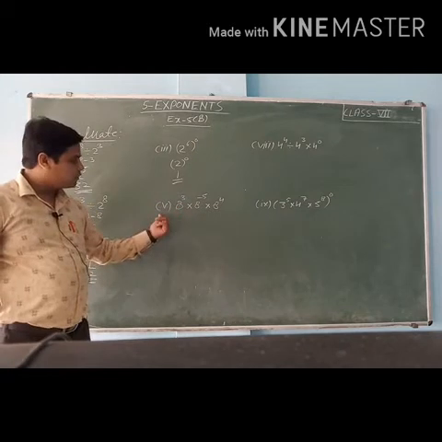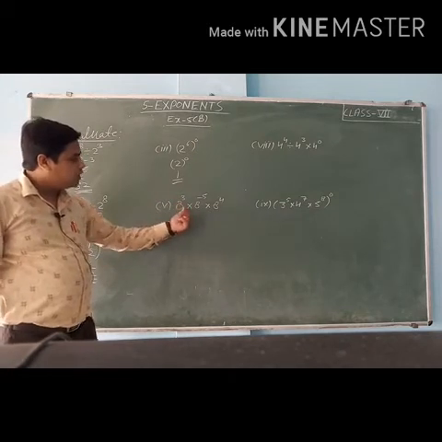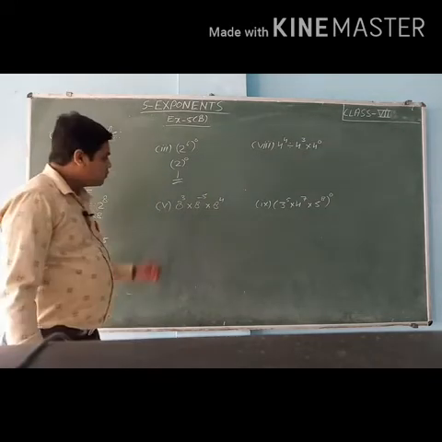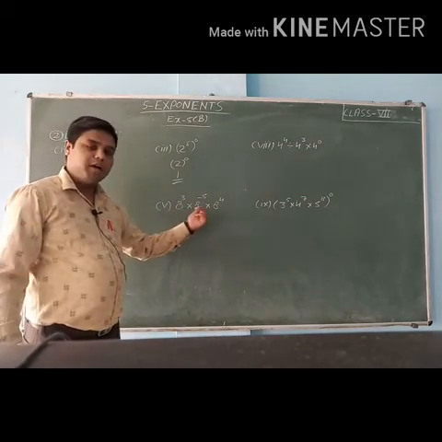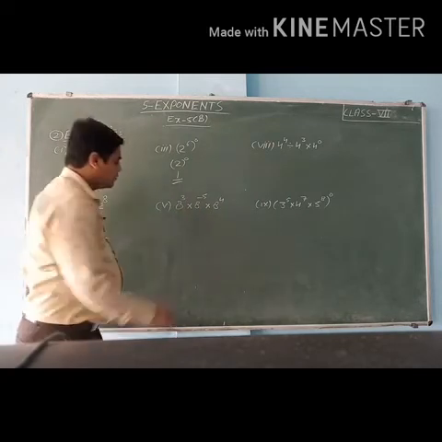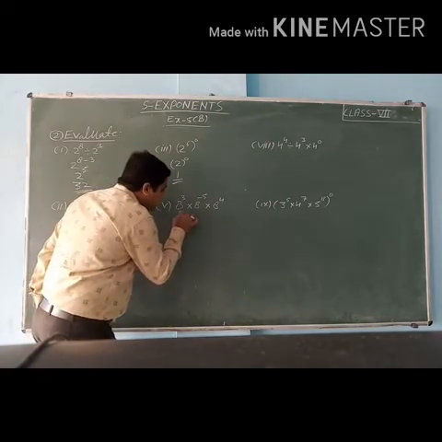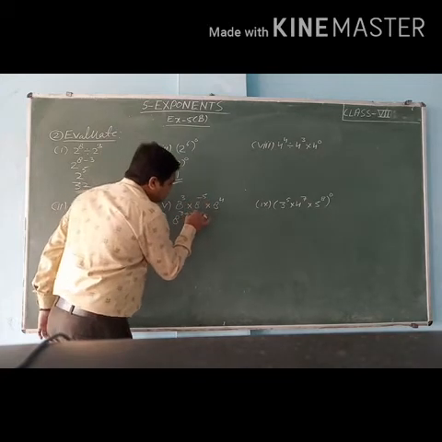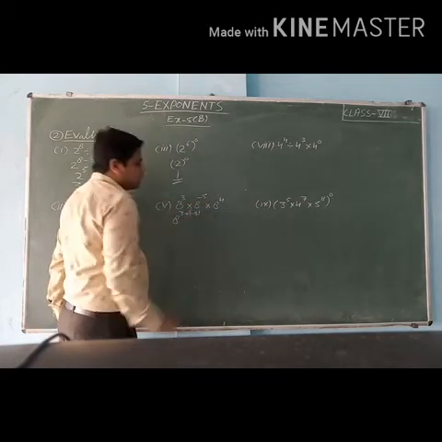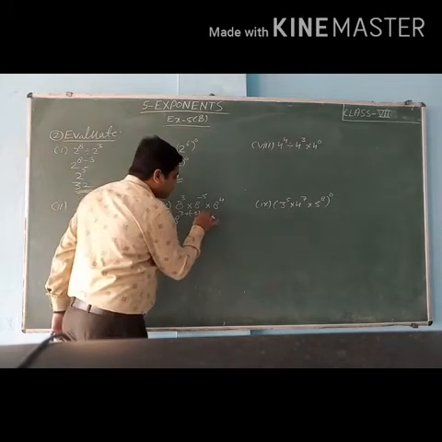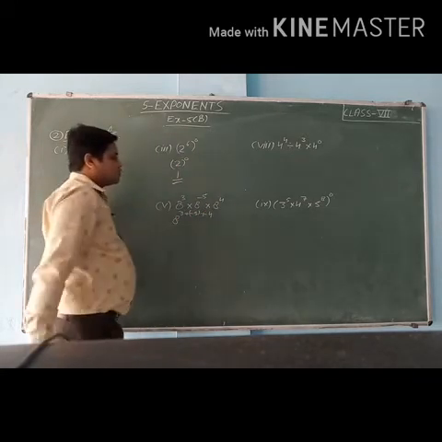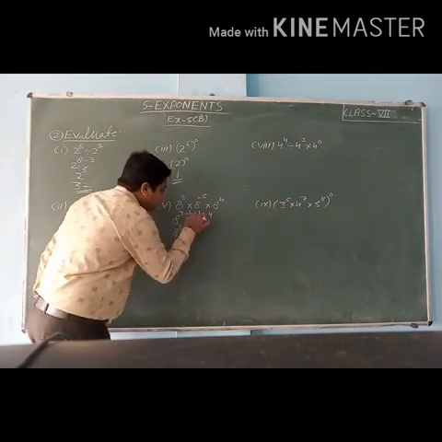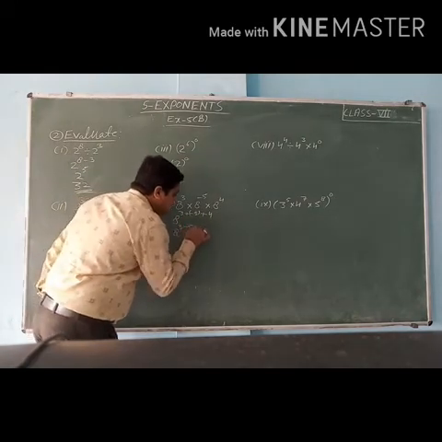Move to the fifth part. 8 raised to power 3 multiply 8 raised to power minus 5 multiply 8 raised to power 4. So bases are same and they are in multiply, so we can add the powers. So 8 raised to power 3 plus what we will add, minus 5. So minus 5 will come inside the bracket, then plus 4, this power. So first open the bracket.